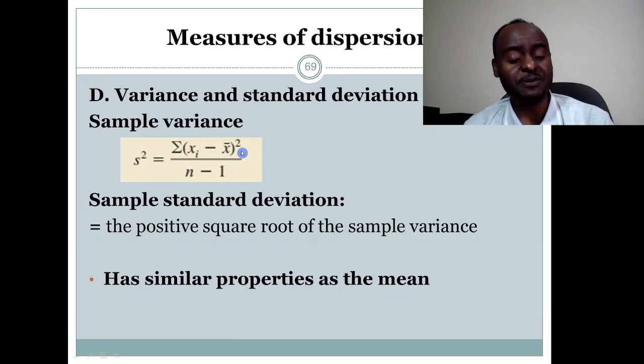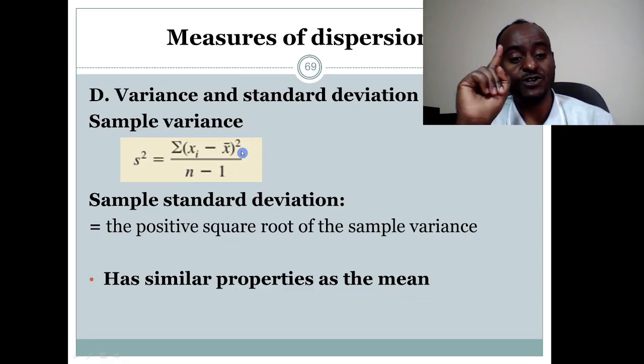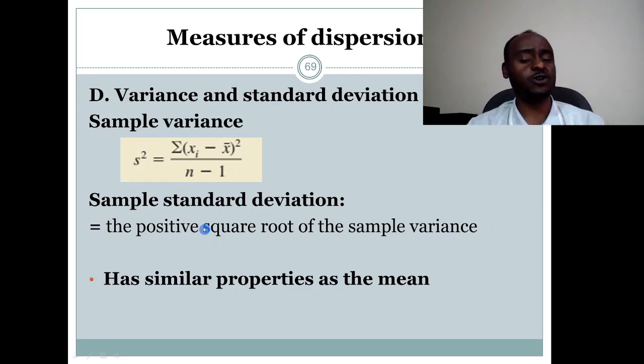The other one is sample standard deviation. This is the square root of sample variance, a positive square root of sample variance. Of course, both sample variance and sample standard deviation are always positive.